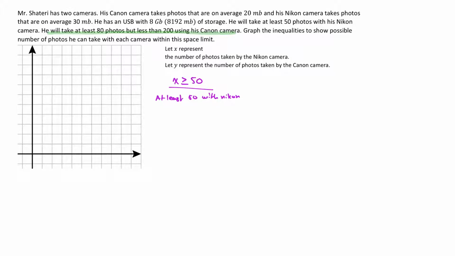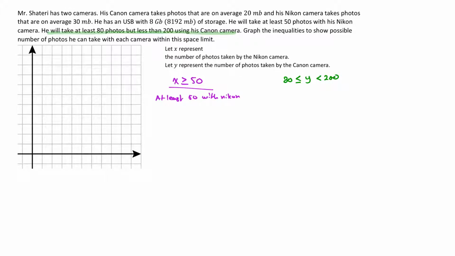So this one over here means that, first of all, photos by the Canon are represented by Y. So Y has to be larger or equal to 80, because it says at least 80, but it has to be less than 200. It can't be 200. And we can also break this down into two inequalities, one saying that Y is larger than or equal to 80, and one saying that Y is smaller than 200. But it's actually nicer that it is in one set of inequalities like this.